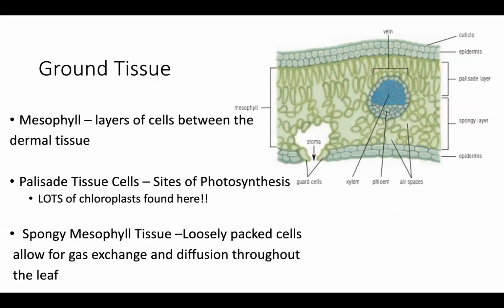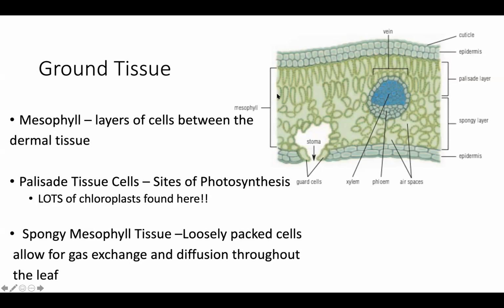Okay. So ground tissue, I know you guys have talked a lot about ground tissue, and I think you have a really good idea of what ground tissue is. Now we're going to talk about some types of cells in the ground tissue that have particular functions. So first off, we're going to talk about the mesophyll.